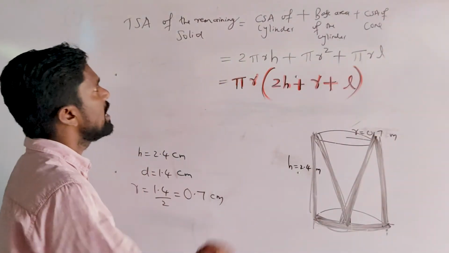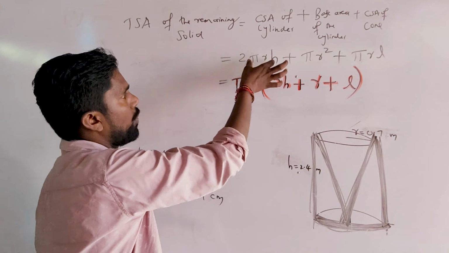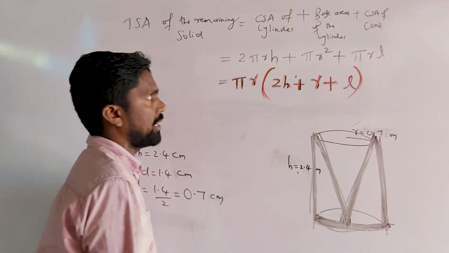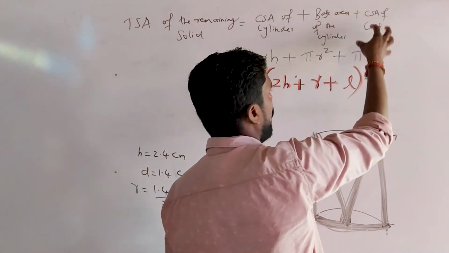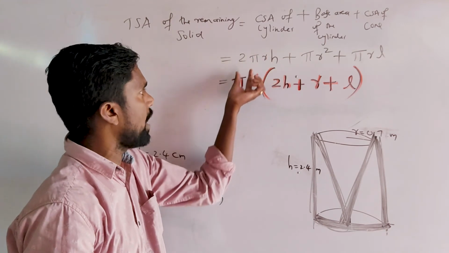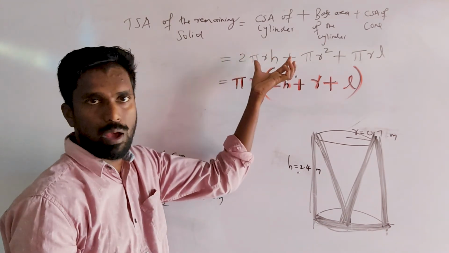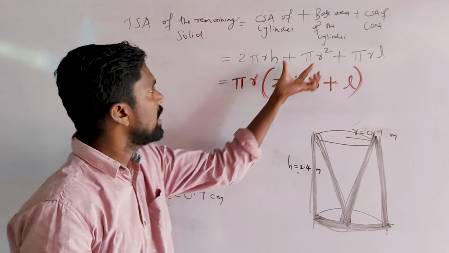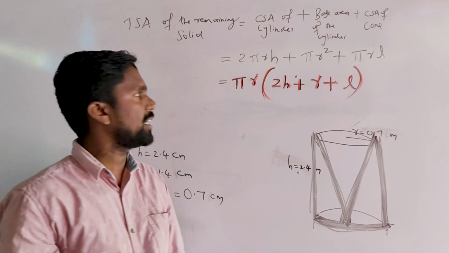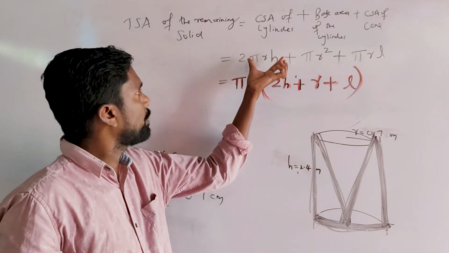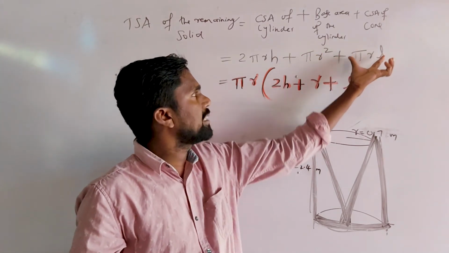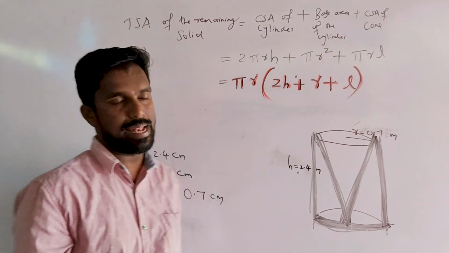So we got CSA of cylinder 2 pi r h, base area of the cylinder pi r square, CSA of cone pi r l. So common is pi r, taken outside. This is 2h, this is r, next is l. Any practical difficulty? So pi r taken outside, and 2h, r and l.